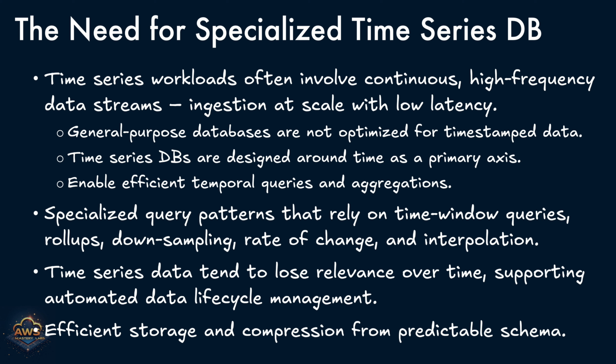The core limitation is that relational databases weren't built with time as a central dimension. They treat timestamps like any other column, which makes time-centric operations like sorting by time, querying within specific intervals, or performing rolling aggregations inefficient and cumbersome. In contrast, purpose-built time series databases like Amazon Timestream are designed from the ground up with time as a first-class citizen, optimizing for both storage and query patterns that revolve around temporal data.